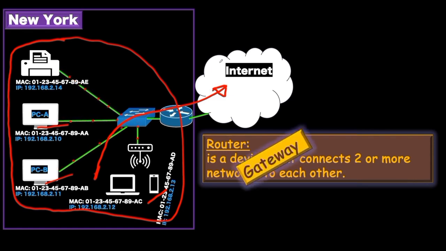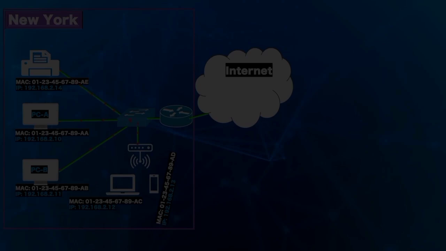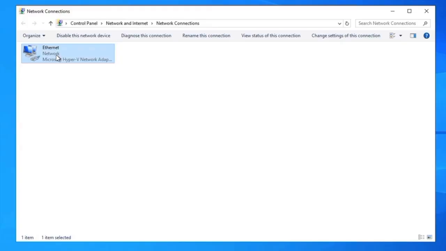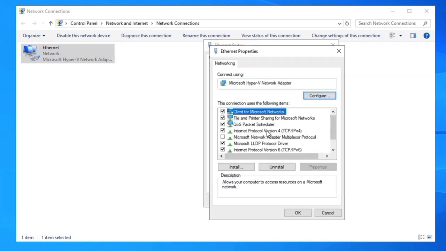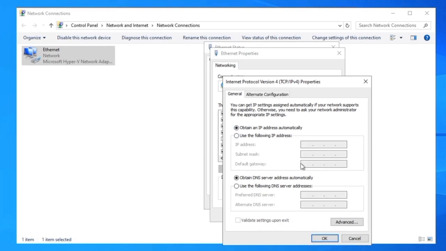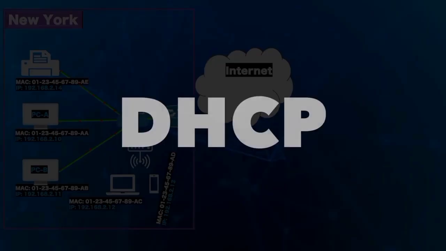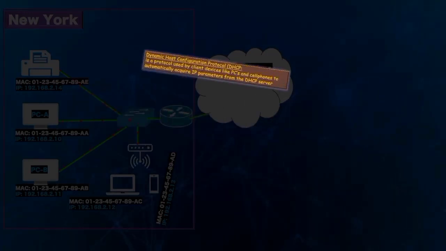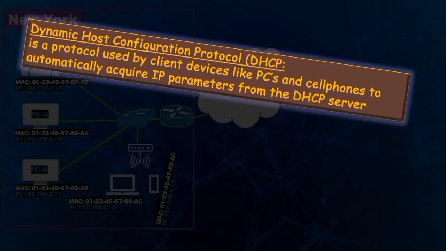For the computer and cell phone to connect to the internet, each of them needs an IP address. You can manually assign a static IP address to the PC and phone, but by default they are set to acquire IP parameters using a protocol called DHCP. DHCP stands for Dynamic Host Configuration Protocol, to automatically acquire IP parameters from a DHCP server. In this case, the DHCP server is the router. So the router issues IP parameters to the local devices.